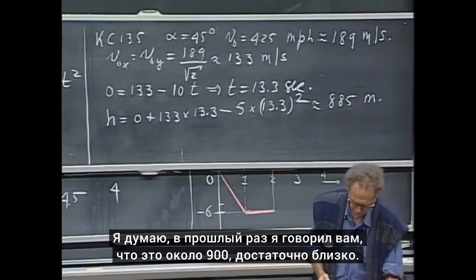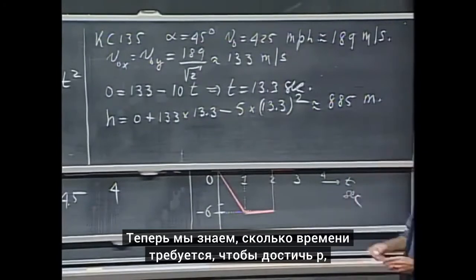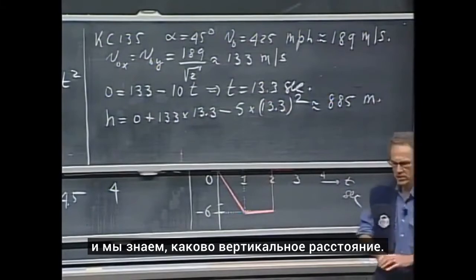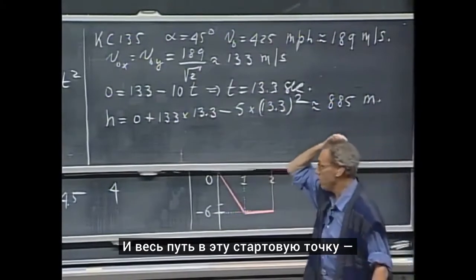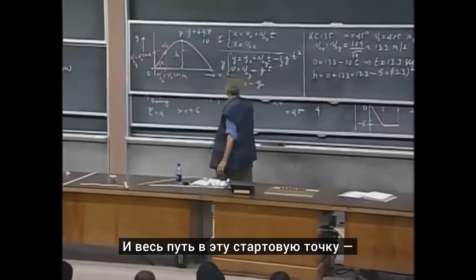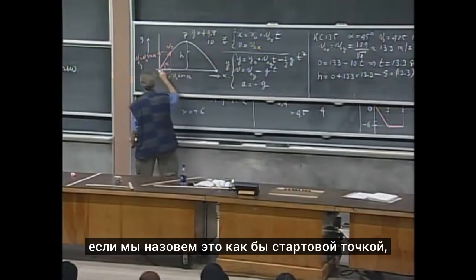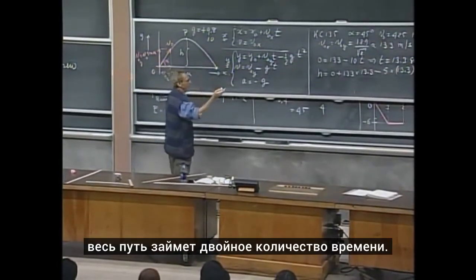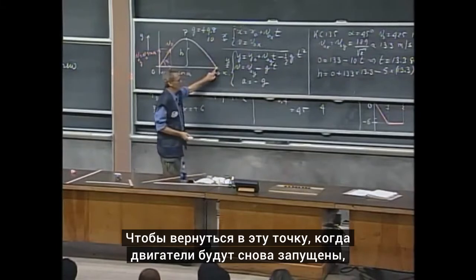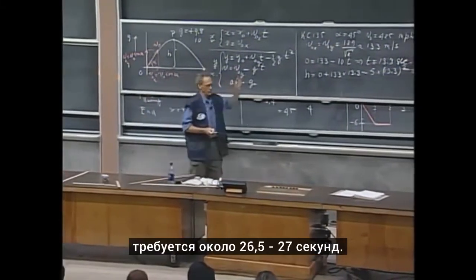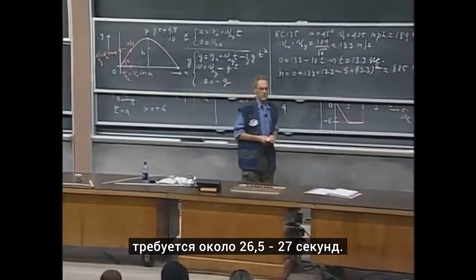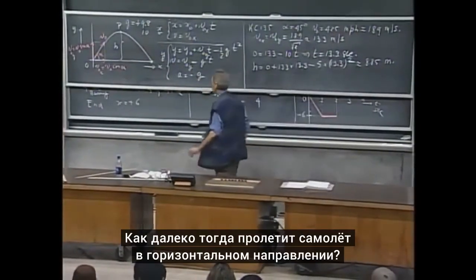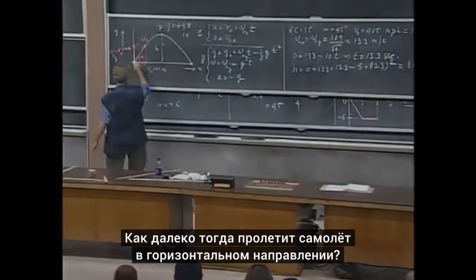It's close enough. So we know now how long it takes to reach P, and we know what the vertical distance is. And the whole trip back to this starting point, if we call this the starting altitude, will take twice the amount of time. To get back to this point, when the engines are restarted, is about 26.5, 27 seconds.